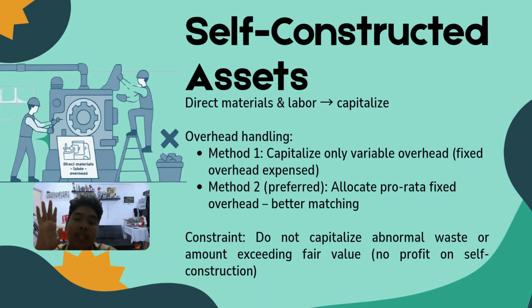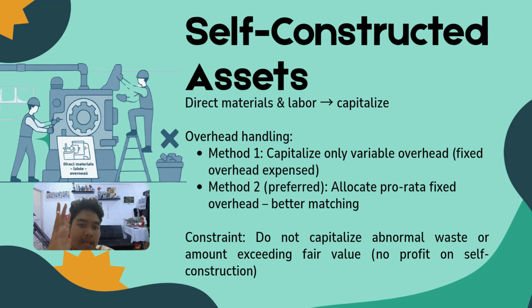Okay, last one. What if the company built the asset for themselves? So you add direct material and direct labor. Easy, right? And what about the overhead? First way, only add variable overhead, the costs that go up because of the project. Second way, which is better, add a share of all overhead.